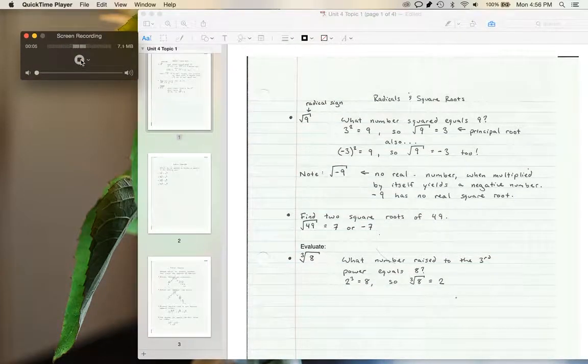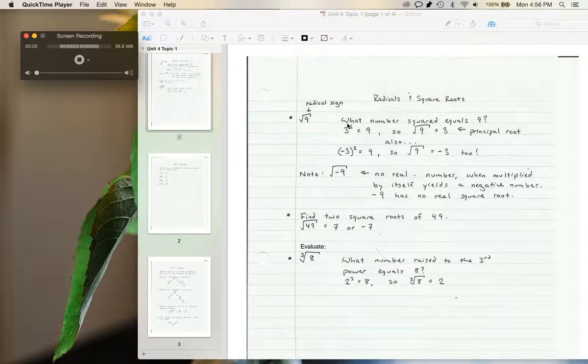We will begin Unit 4 by looking at radicals and square roots. What I've written next to my first bullet point is the square root of 9, and this fancy symbol here is called the radical sign. When you see the square root of a number, that square root is asking you a question, similar to the way a logarithm asks a question.